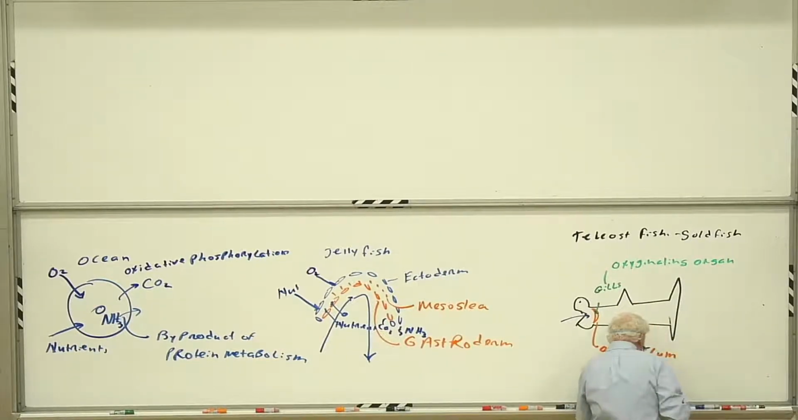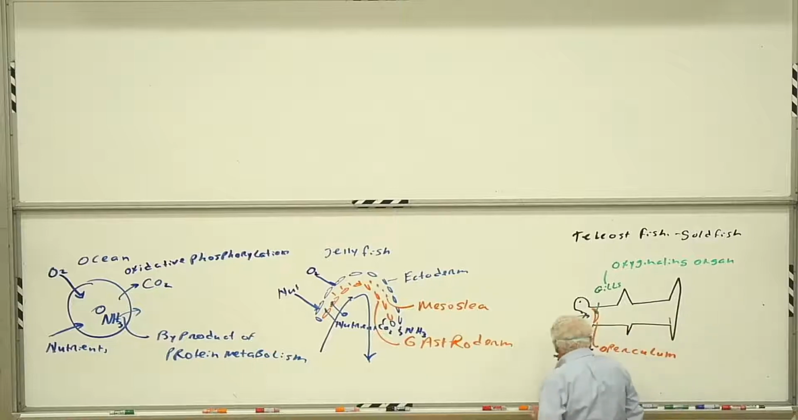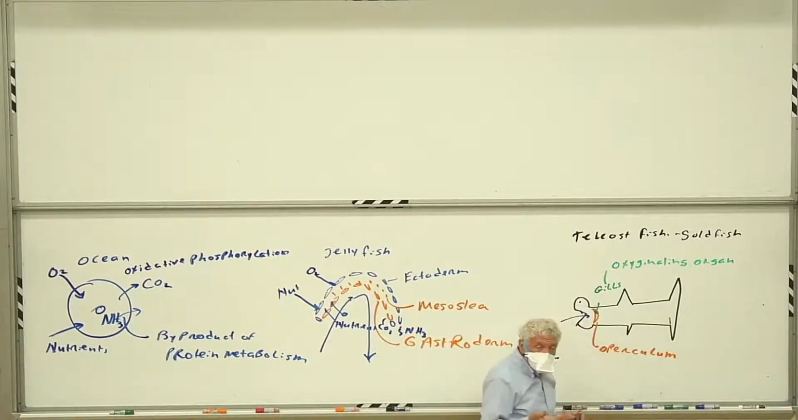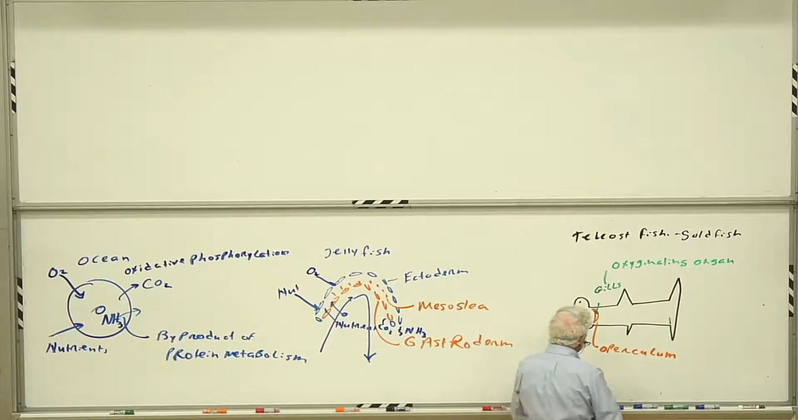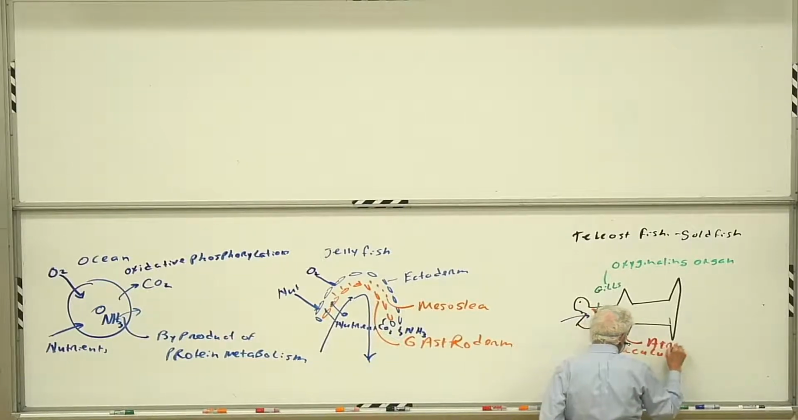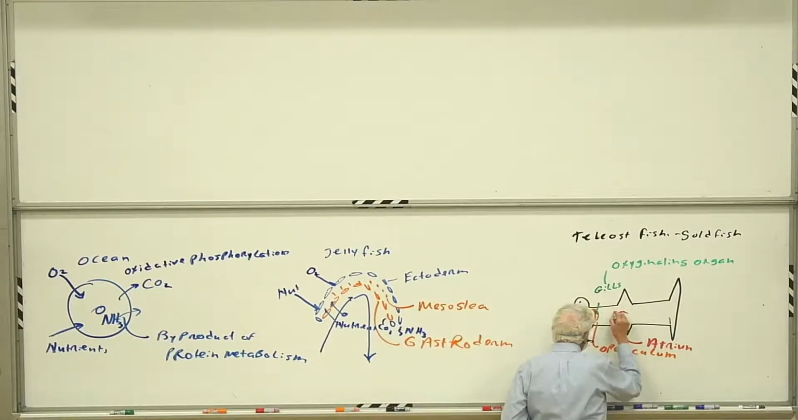Well, the fish has to, in some way, deliver that oxygen to all of its tissues. So it uses a pump. But it's a pretty simple pump. If we look at the pump, there are two chambers. There's an atrium, and up here, there's a ventricle.